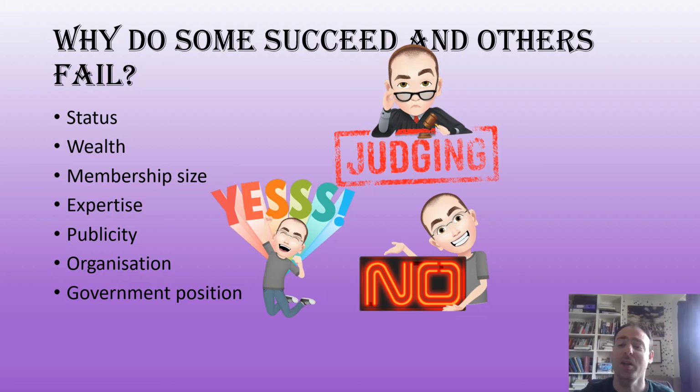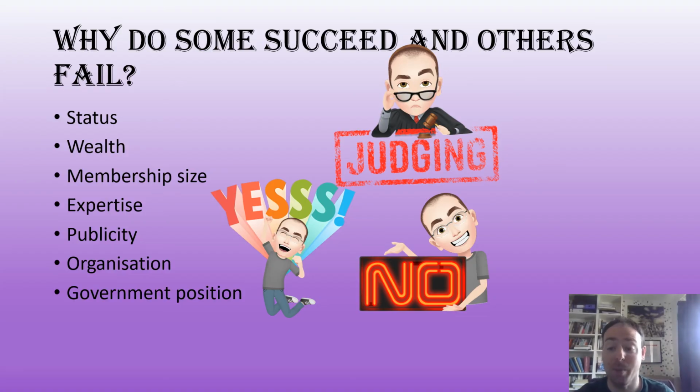Right. So why do some succeed and some fail? Well, sometimes it can be to do with status. So you would imagine that insider groups are more likely to succeed than outsider groups. It might be to do with wealth. A pressure group that's got a load of money to throw around is likely to be able to carry out more effective campaigns, open the right kind of doors, and therefore they're more likely to be successful.